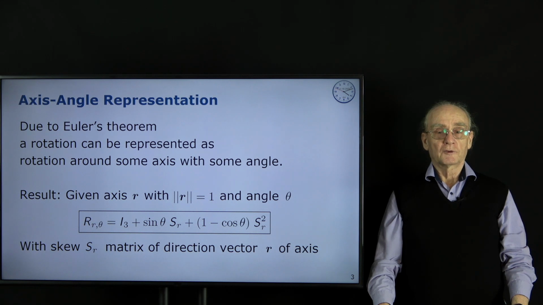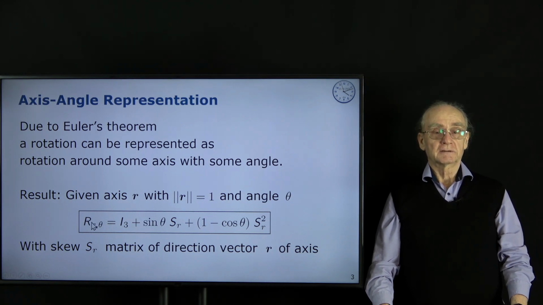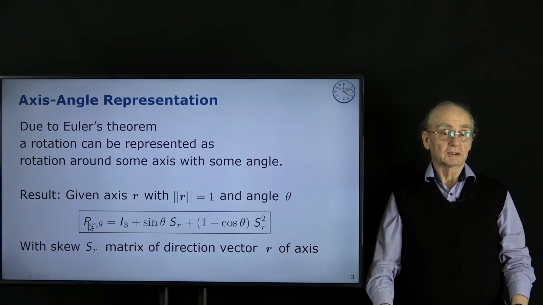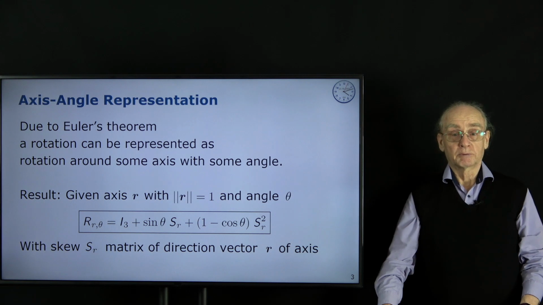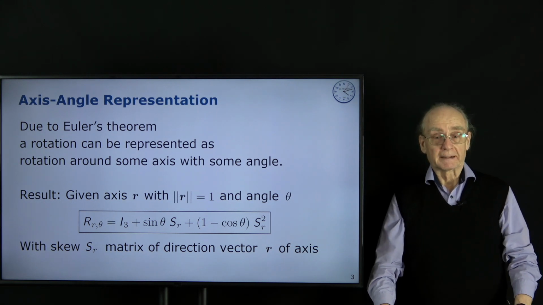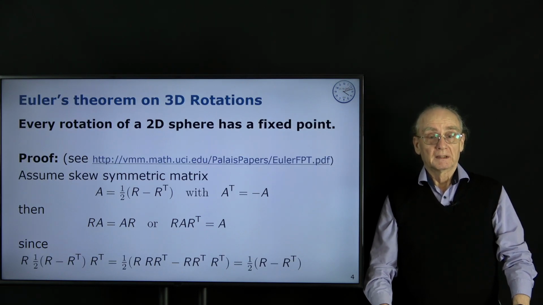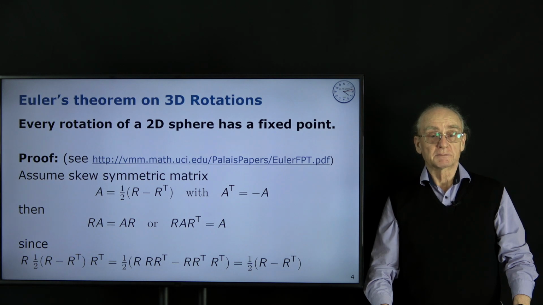Now, what we do in the following is first we look into Euler's theorem and prove it. And the second is we show that this rotation matrix actually does what it should. That means it actually rotates a point around the axis with some angle. So Euler's theorem on 3D rotations says every rotation of a 2D sphere has a fixed point.